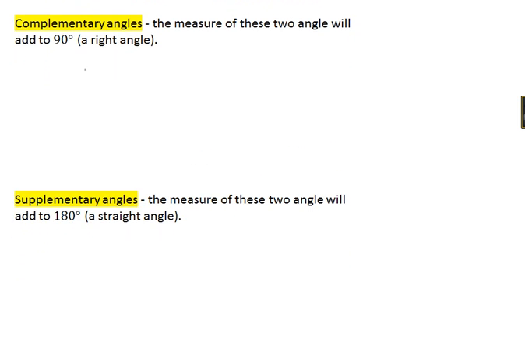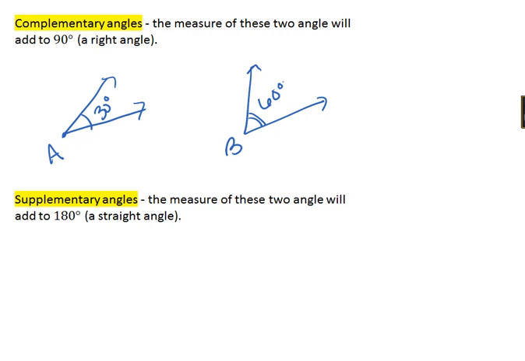For example, say we have angle A with a measure of 30 degrees. Then the complement to angle A, we'll name this angle B, must be 60 degrees, so that the measure of angle A plus the measure of angle B equals 90 degrees. And that makes 2 angles complementary.